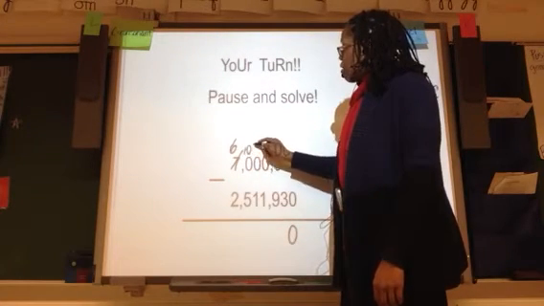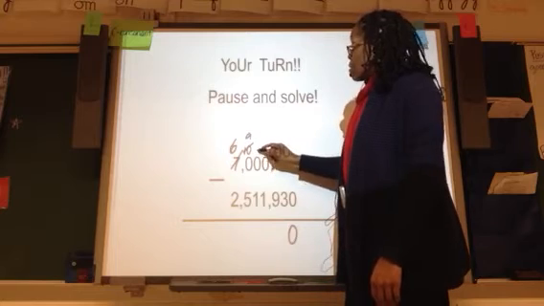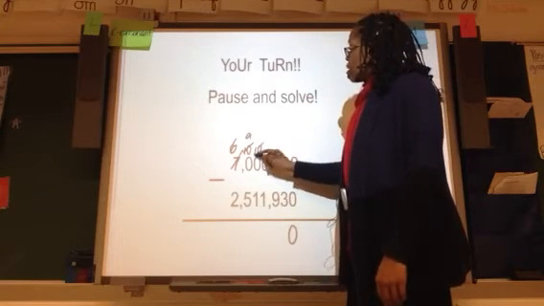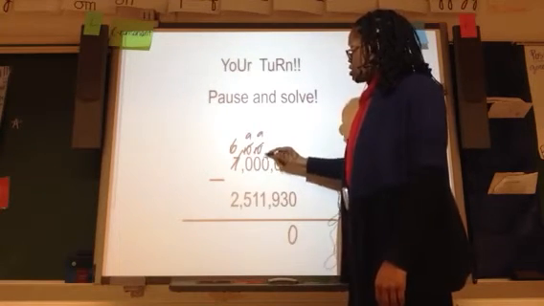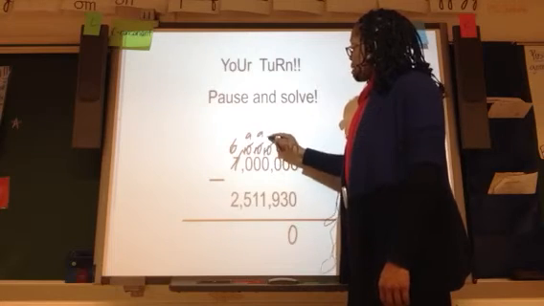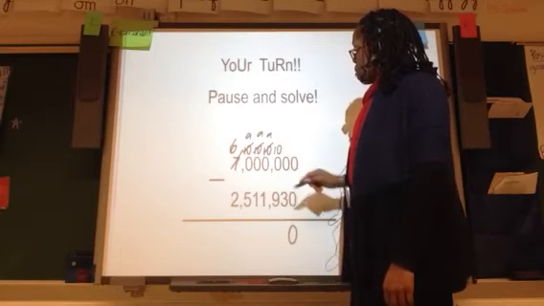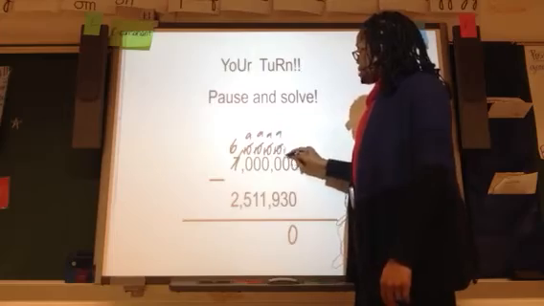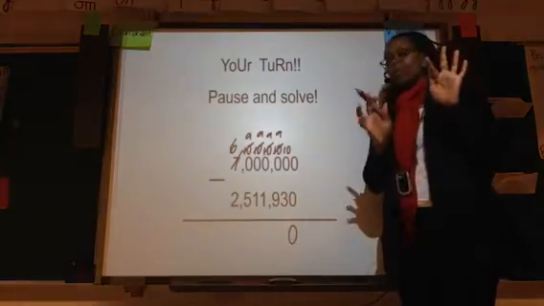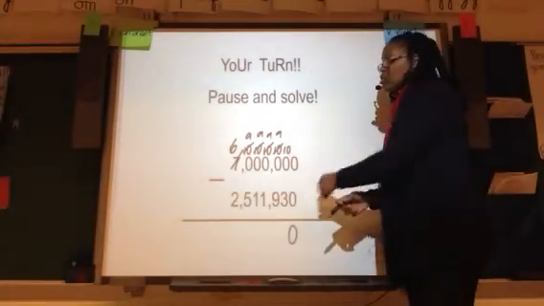This becomes 10. Borrow from that 10, make it a 9. This becomes 10. Borrow from that 10, make it a 9. That thousands place becomes 10. Borrow from the 10, make it a 9. This becomes 10. Borrow from this 10, make it a 9. This becomes 10. But stop there because your ones place did not need to borrow.